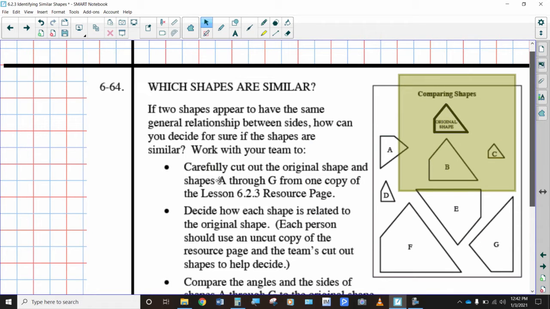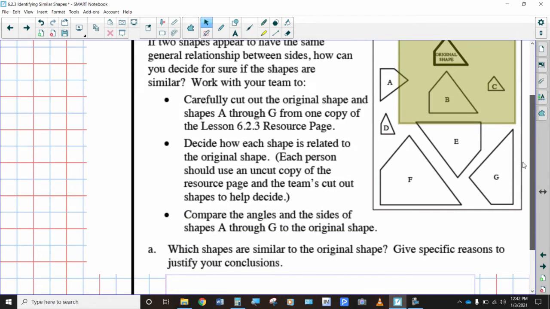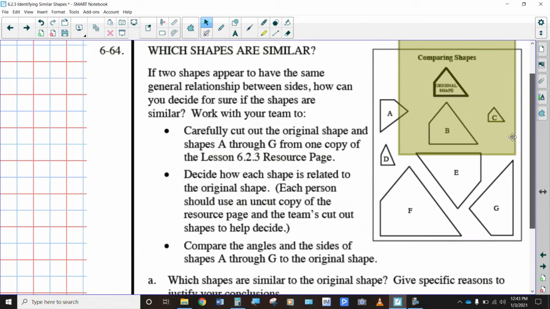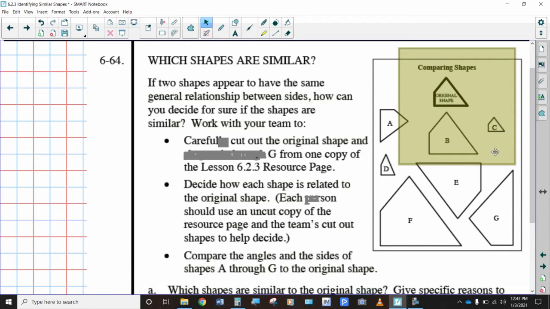Okay. So these directions say carefully cut, but you don't necessarily have to do that. It says decide how each shape is related to the original shape. Then it says compare the angles and the sides of shapes A through G. And ultimately what you want to do is make a list of all the shapes that are similar to the original shape and which ones are not similar. Okay. So please do that right now.